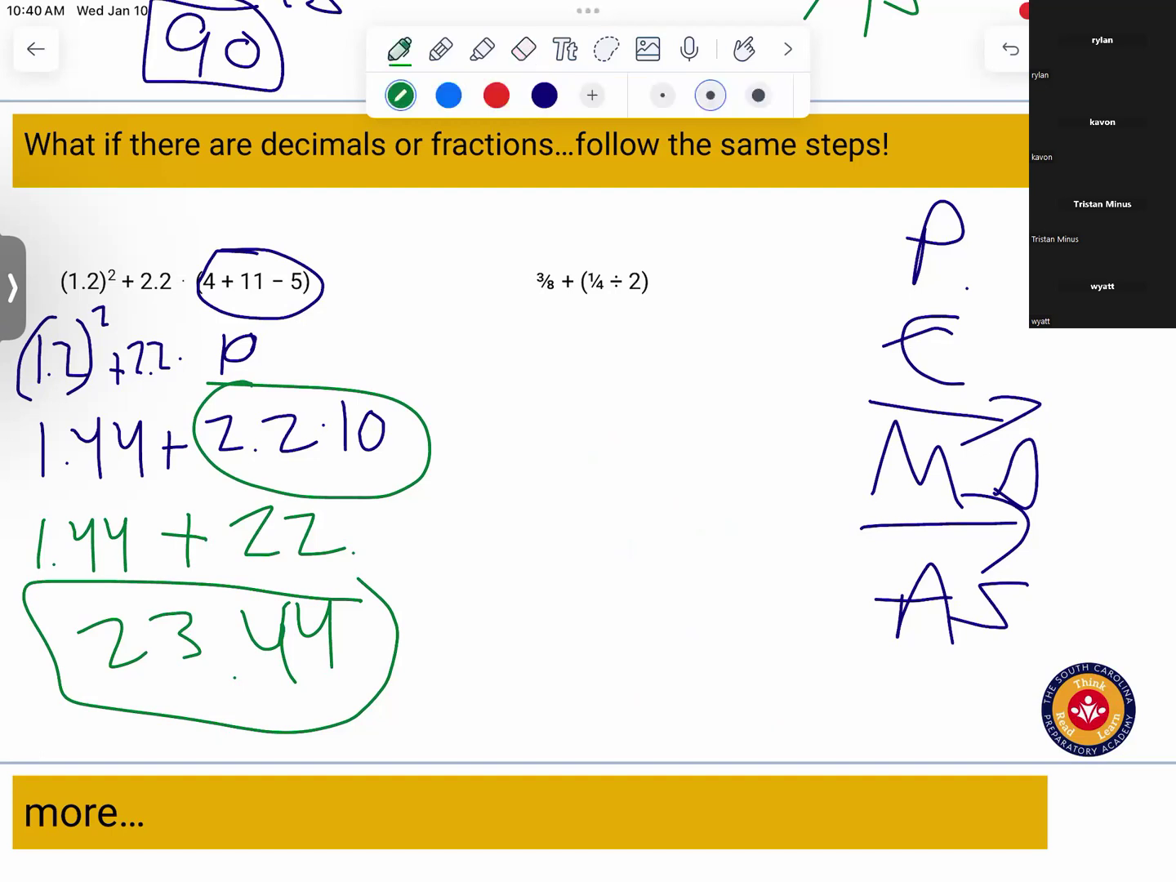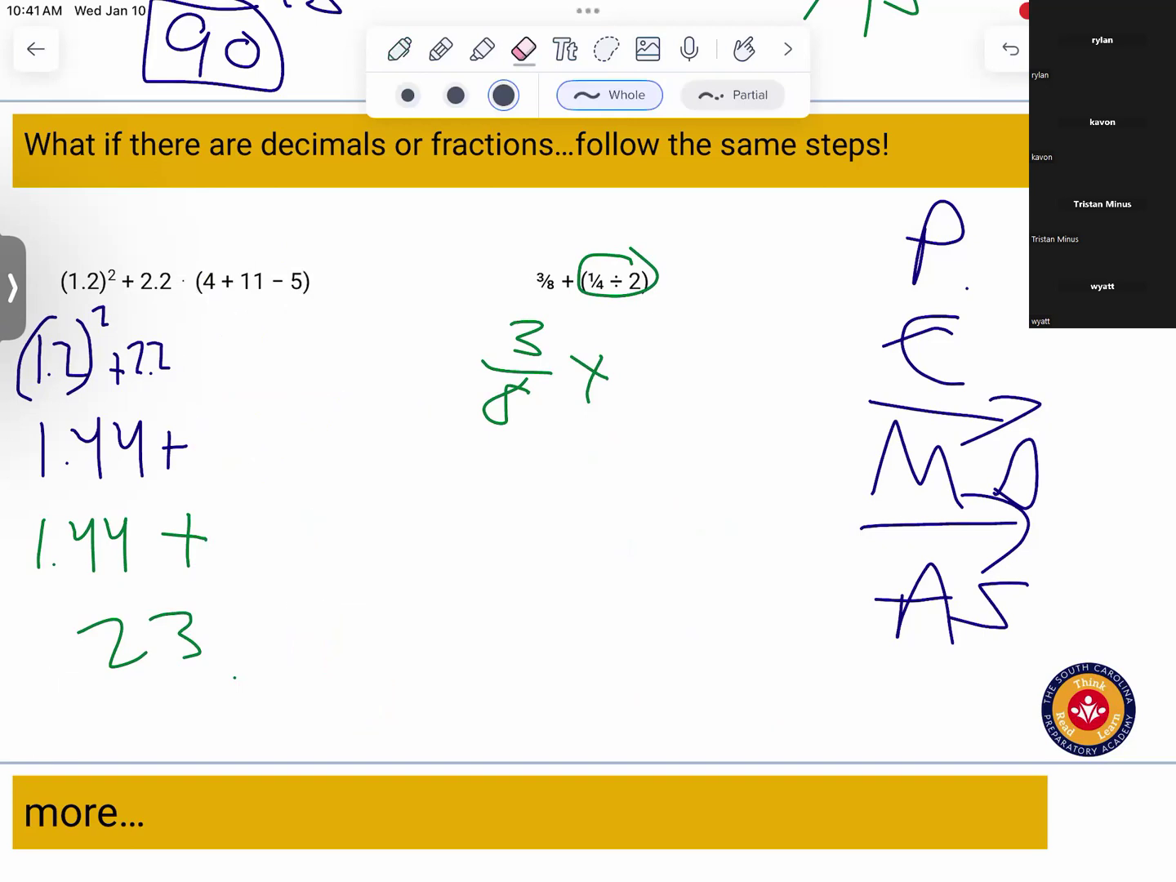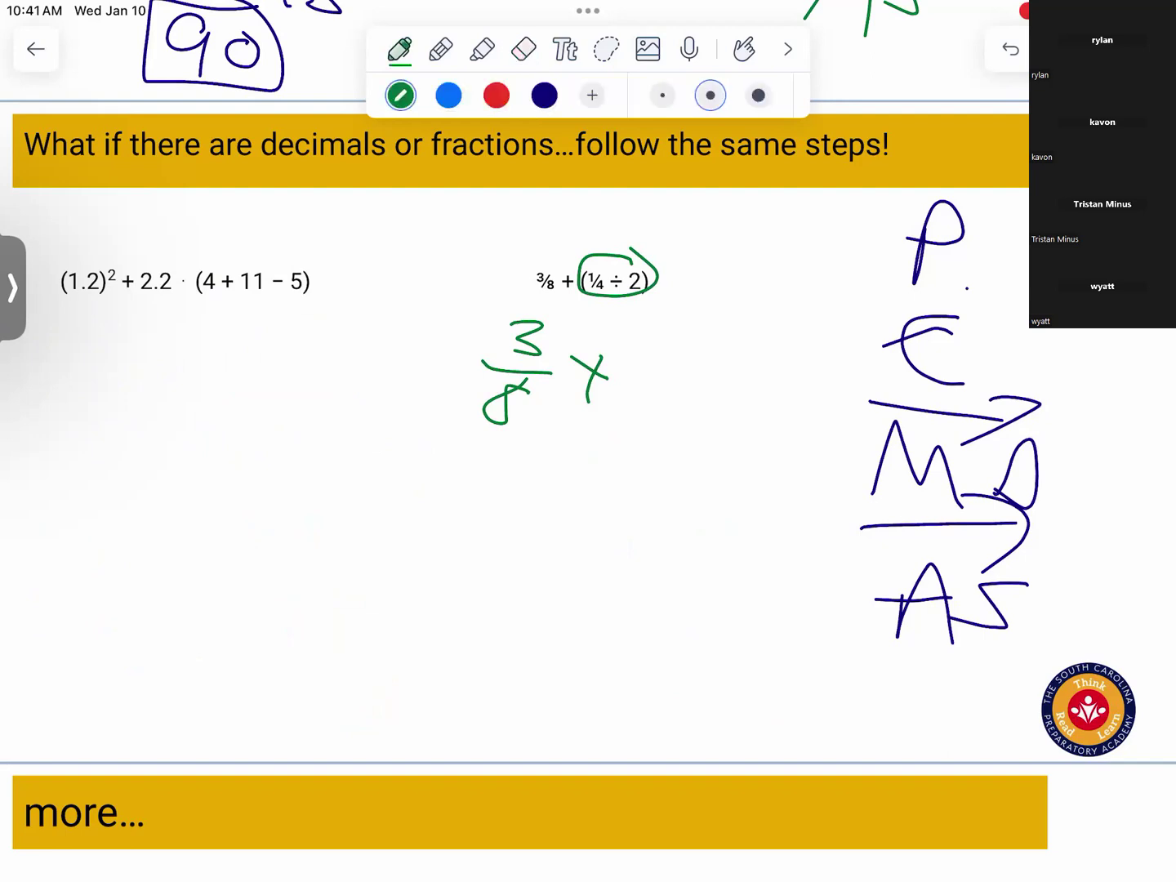All right, so we have 3/8 plus 1/4 divided by 2. Okay, so the first thing has to be 1/4 divided by 2. Now, here's what I would say. For me, if I've got a fraction in a problem and I need to do some computation with the fraction, what I'm going to do is come over somewhere else and do that work. So 1/4 divided by 2.